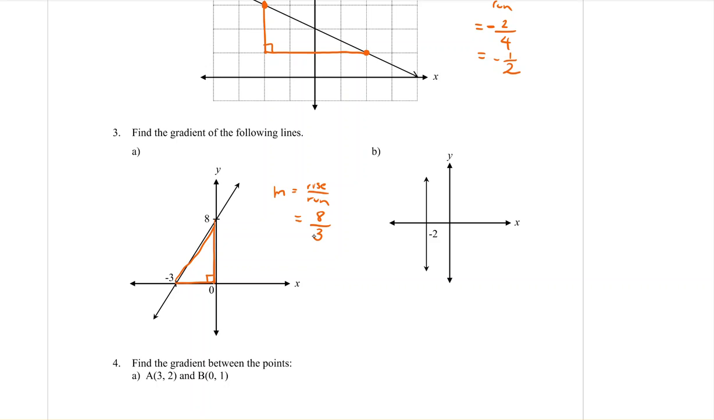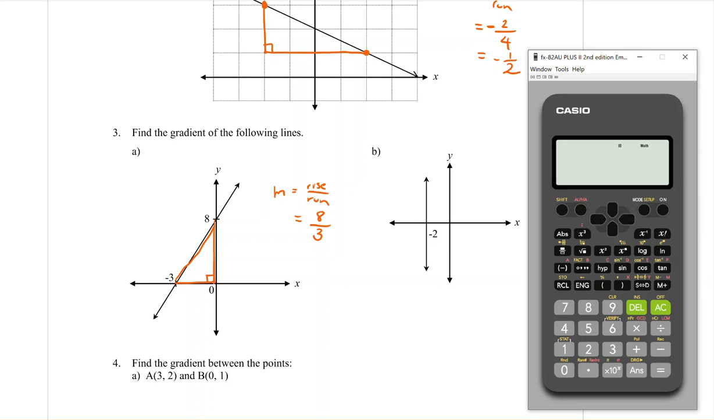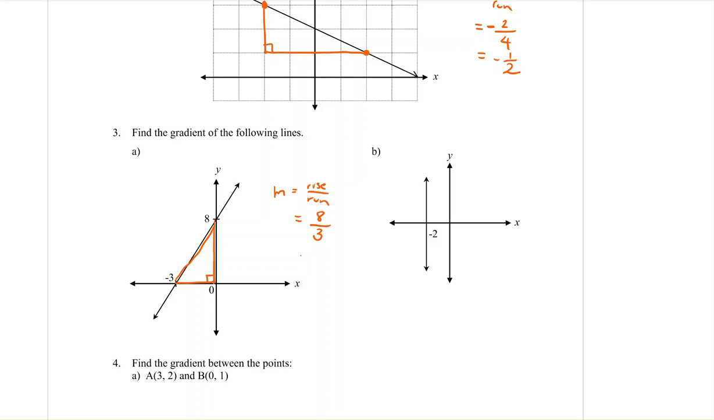Can I simplify the 8 over 3? It doesn't simplify. You could turn it into a mixed numeral. So if I go 8 over 3, see it doesn't simplify, but shift SD, I could turn it into a mixed numeral. So it could be 2 and 2/3. But I'd be happy with either one of those answers as well.